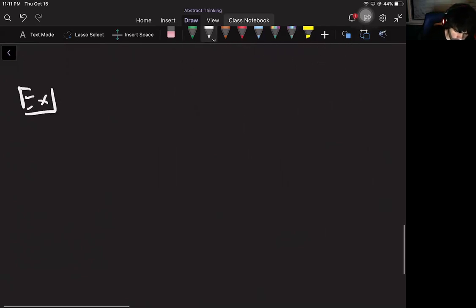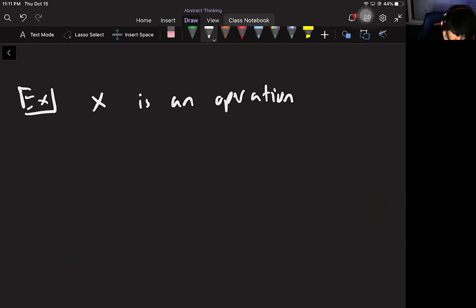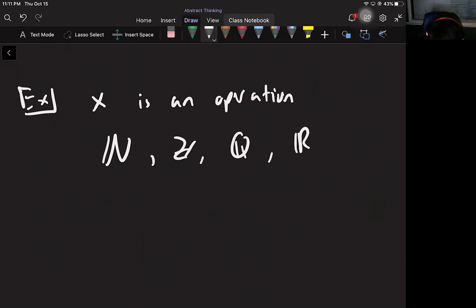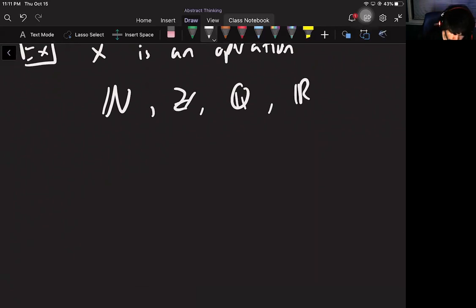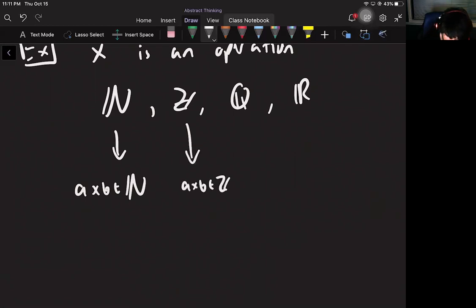Okay, so here's some more operations. Well, I'll just give you one more. Times is an operation, and it's a really good operation. It's an operation on the natural numbers, because if you multiply two natural numbers, you'll get a natural number. It's an operation on integers for the same reason, for the rationals for the same reason, and the reals. So the basic premise is that when you multiply two things from the set, the result has to still be in the set. And that's true for all of these.